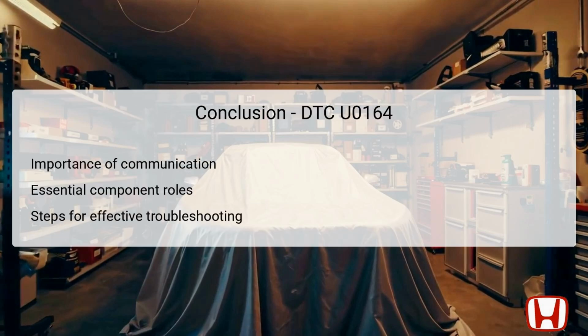In summary, DTC U0164 reveals a critical failure in communication between the door multiplex control unit and the climate control unit. Understanding the roles of these components is vital, as they play a significant role in maintaining passenger comfort by regulating the vehicle's climate system.